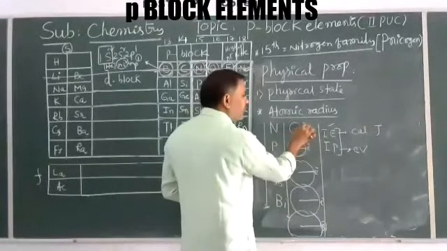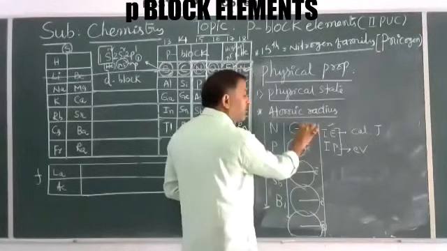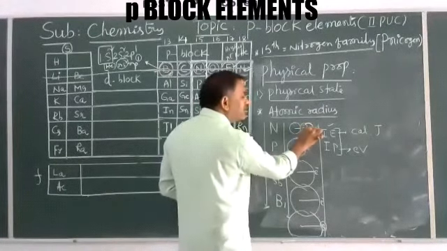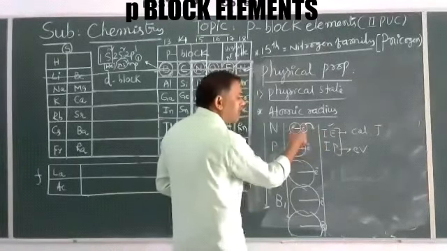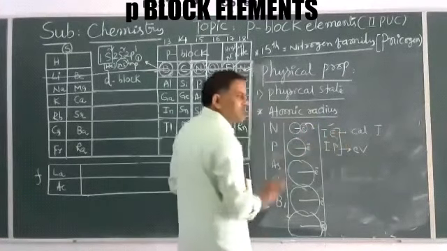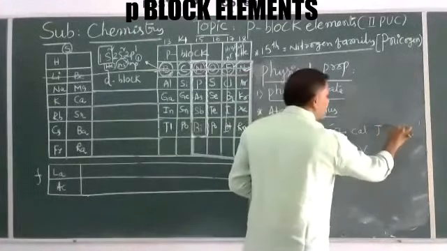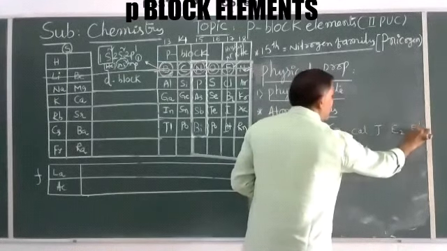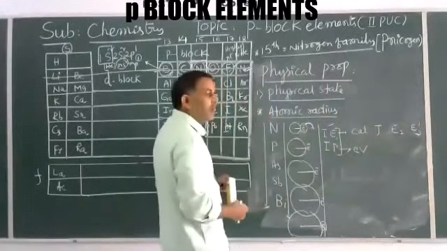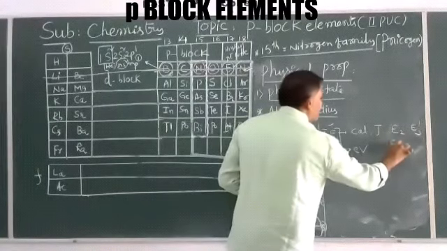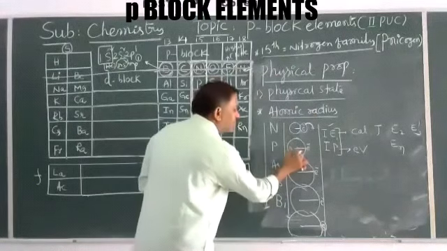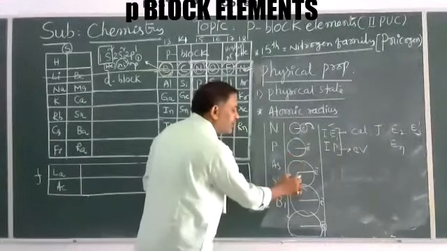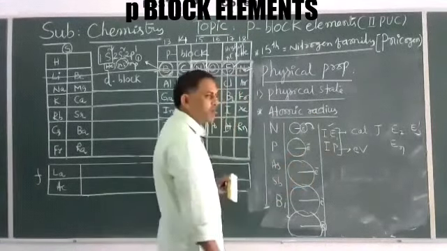So the minimum amount of energy required to remove one electron from an isolated neutral gaseous atom is called ionization energy. To remove one electron, we want IE1. To remove two electrons, IE2. To remove three electrons, IE3, and so on, and for n electrons, IEn. When electrons are removed from the outermost orbit, size decreases and the effective nuclear charge on the outermost orbit increases.